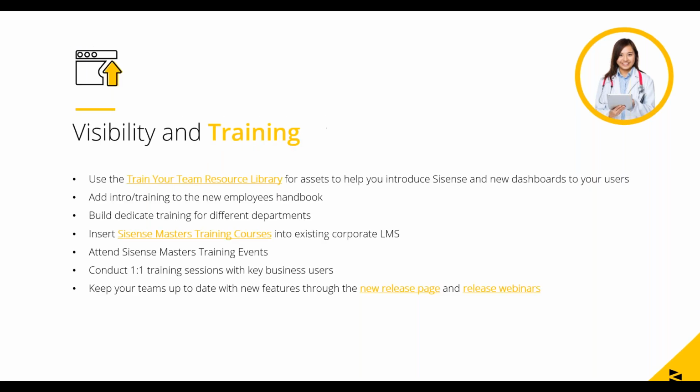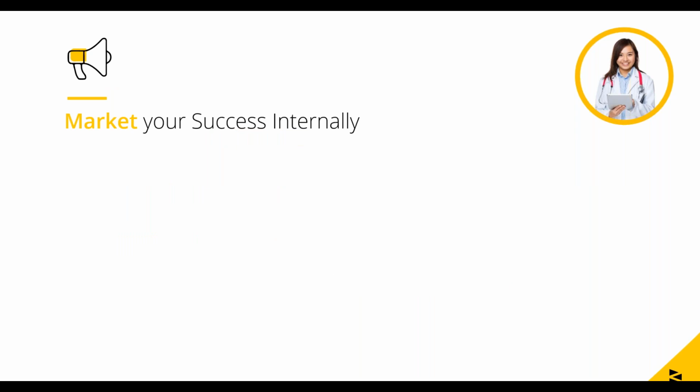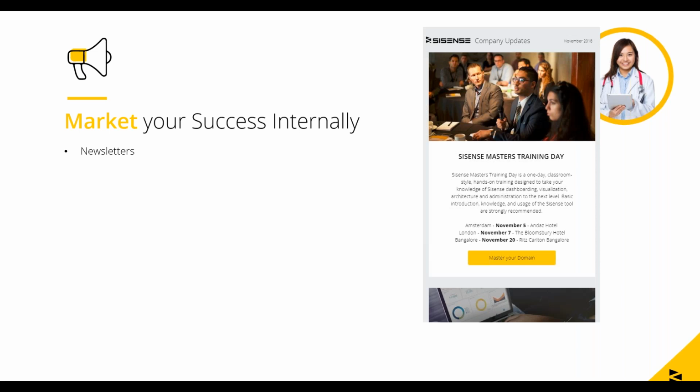So that was the training, and now I want to talk about how to market your success internally. Because training is one thing, but publishing and marketing it is another story. One of the methods that we recommend is to use newsletters once every quarter, or once every period of time. You can address new dashboards, success stories, new features, anything around BI that you think can interest other people. This by itself will increase people going into the system and using it more.